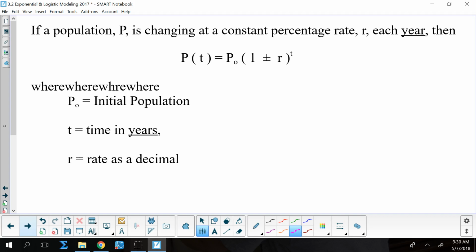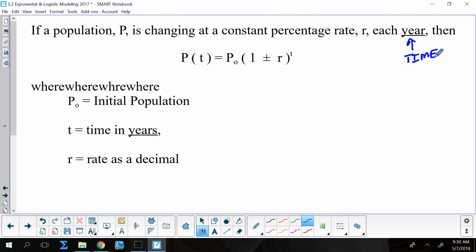So, if a population is changing at a constant percentage rate. Now, here on this particular slide, it says each year, but really, this could be over any time frame, as long as the change is in that same time unit. What I mean by that is I could have a percentage population changing every day, and then it would be how many days out. It wouldn't have to necessarily be a year. So we can rotate that through to whatever it is.